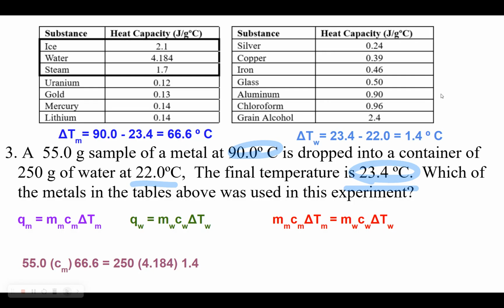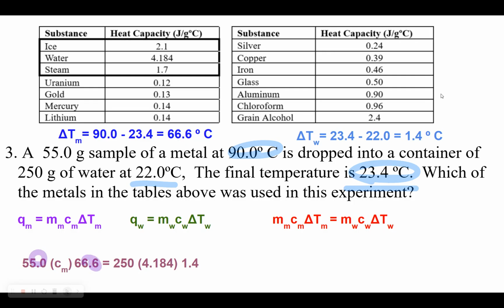Now if we plug in, the mass of our metal is 55, the temperature change of our metal is 66.6. We don't know the C of the metal, that's what we're solving for. Mass of water was 250. C of water we know, it's given in the table. And our temperature change of water. We can plug all that in, and you can do this in one step or multiple steps.